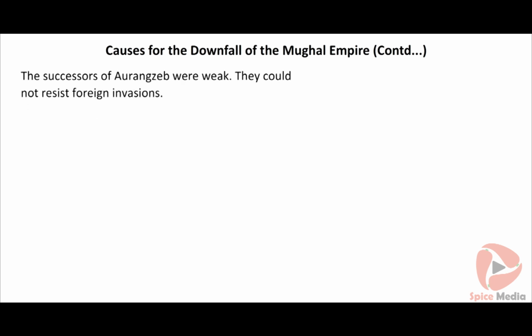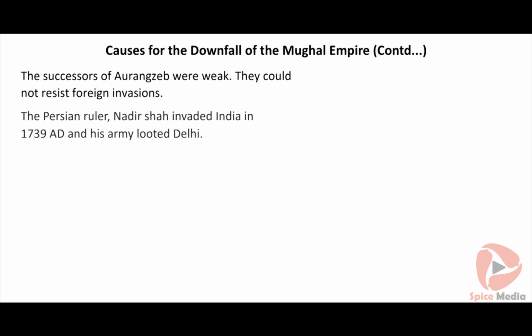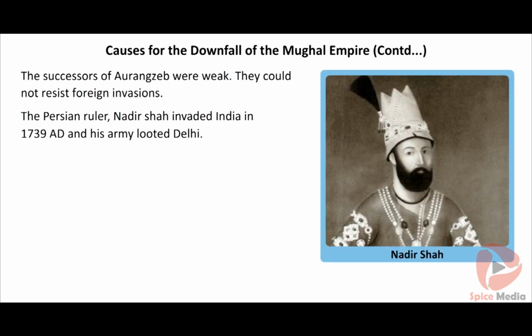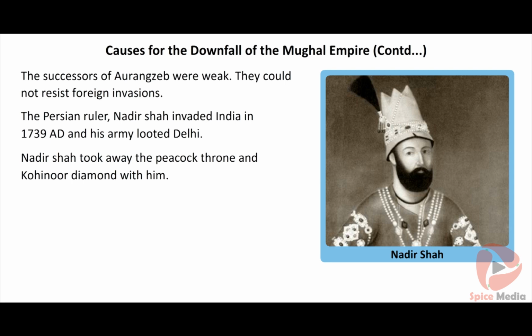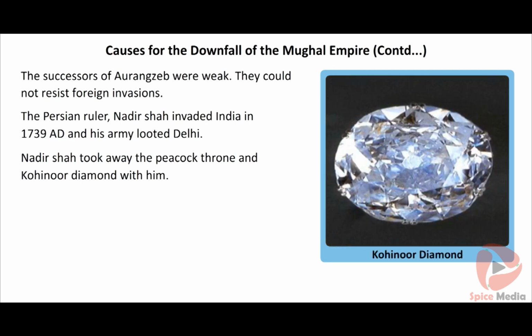Causes for the downfall of the Mughal Empire. The successors of Aurangazeb were weak. They could not resist foreign invasions. The Persian ruler, Nadir Shah, invaded India in 1739 AD and his army looted Delhi. The fields were destroyed and left barren, which resulted in a famine in Delhi. Nadir Shah took away the peacock throne and Kohinoor diamond with him.